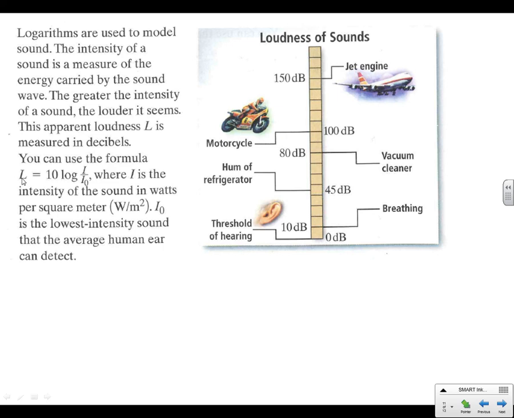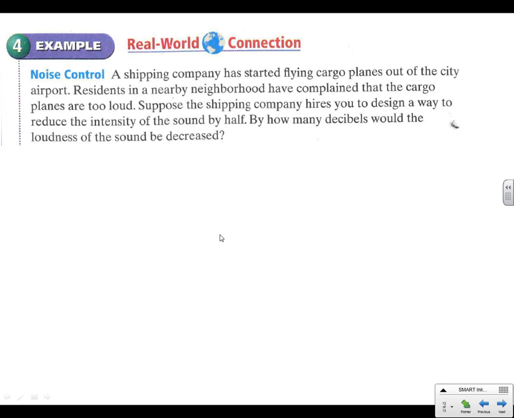The loudness in decibels is given by 10 times the log of I over I0, where I0 is the lowest sound the human ear can detect. So this is the equation we need: L equals 10 log I over I0. We're going to use that on number 4. So I'm going to write down that equation real quick before we forget it. L equals 10 log of I over I0.